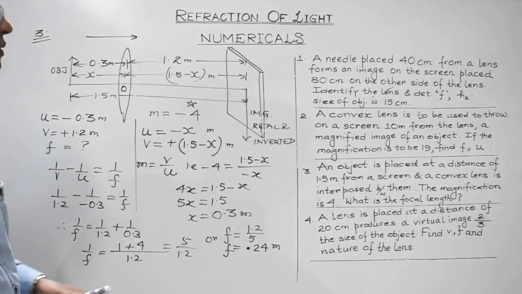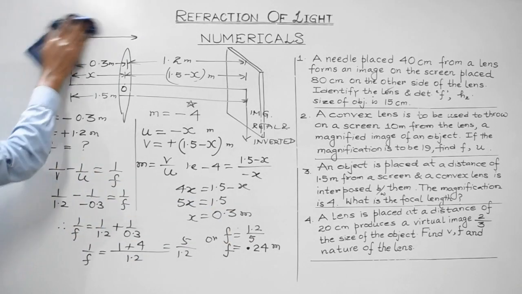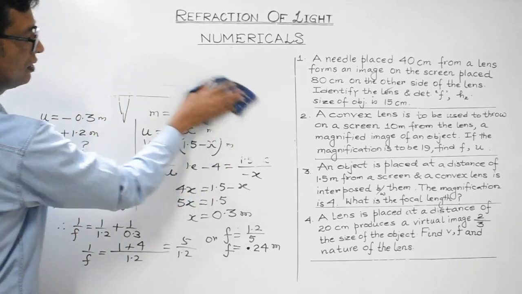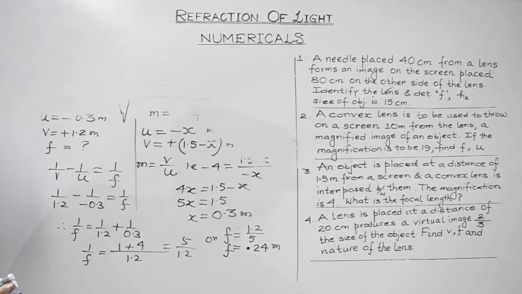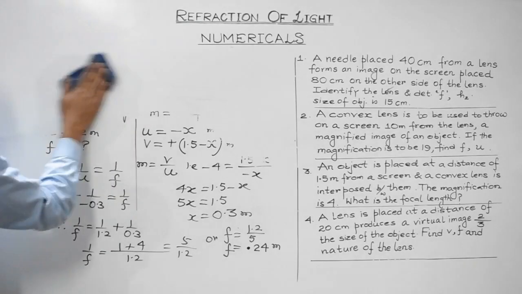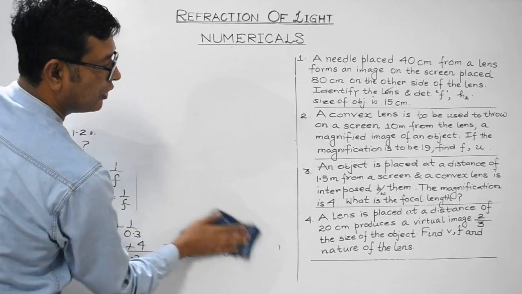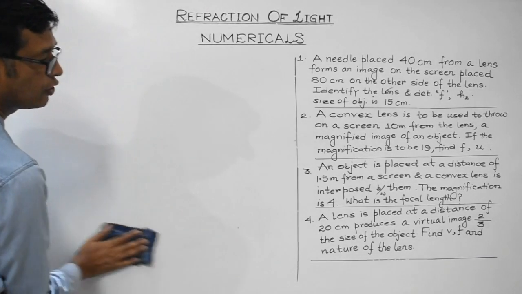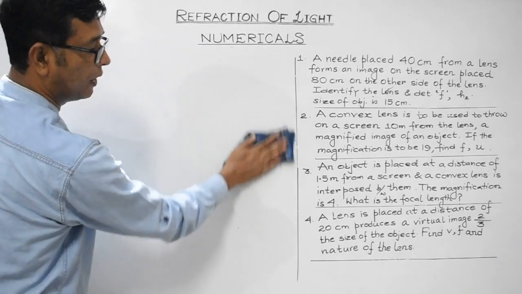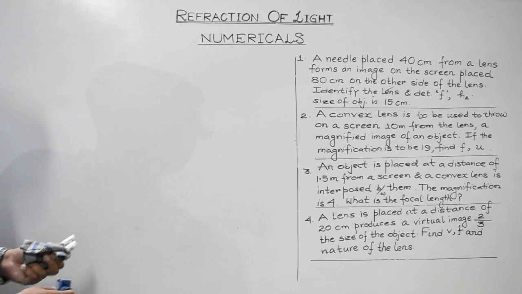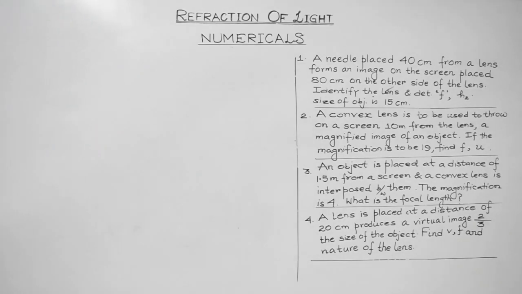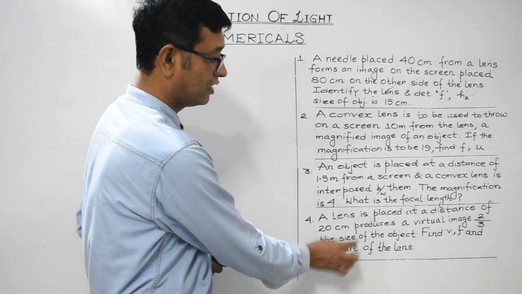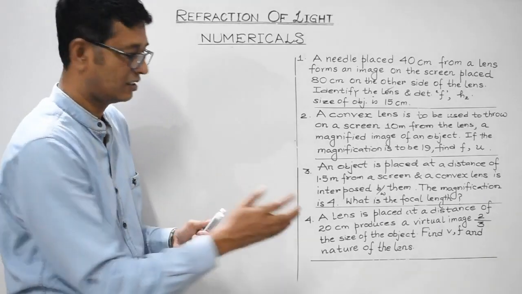Let's try the fourth one. Fourth question is, student, just read the question carefully. A lens placed at a distance of 20 centimeter produces a virtual image 2 by 3 the size of the object. Find v, f and the nature of the lens. This is also a very interesting question, and without doing any calculation, it can be theoretically predicted regarding the nature of the lens.